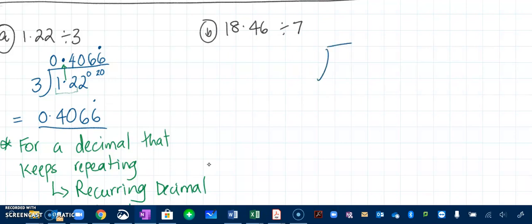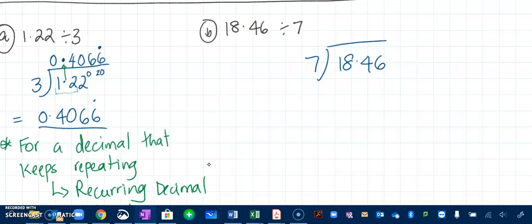Okay, let's have a look at the second example. Same deal. We write down 18.46 divided by 7. Same process. The process doesn't change. 7 doesn't go into 1, but 7 goes into 18. Now for this one, we don't put a 0 in your answer right now because we still have digits that can make it into a whole number which 7 can be divided into.